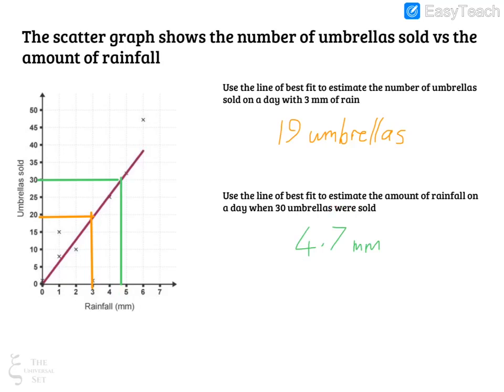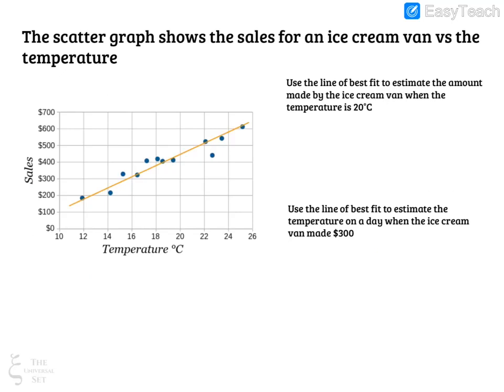Okay, let's see if we can try another. Here we've got a scatter graph showing me the sales for an ice cream van versus the temperature. So this ice cream van is selling ice cream. This is the amount of money that they make on any given day, and this is the temperature on those days. And the question is asking us to use the line of best fit to estimate the amount made by the ice cream van when the temperature is 20 degrees Celsius. So the bit of information we know is that the temperature is 20 degrees, so that's this axis, that's about here. So I'm going to start by drawing from 20 degrees Celsius up the way until I get to my line of best fit, about there.